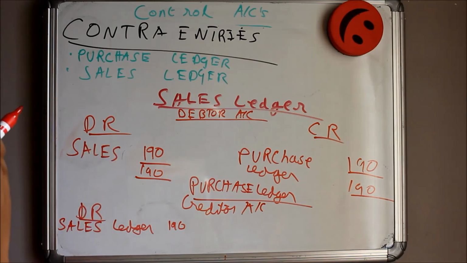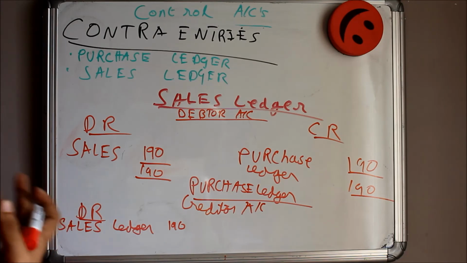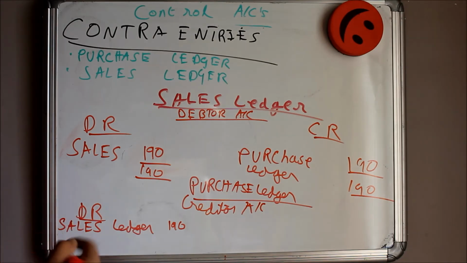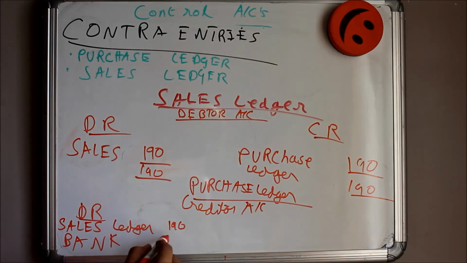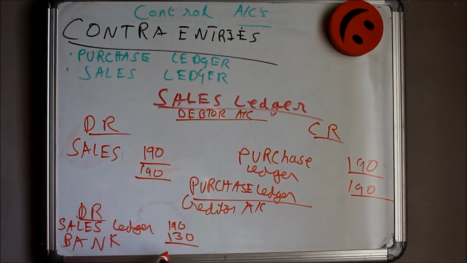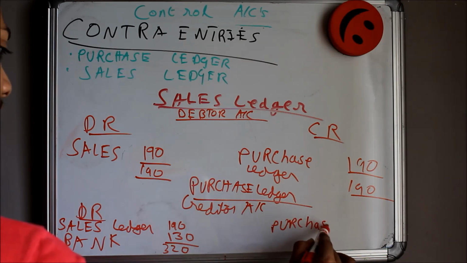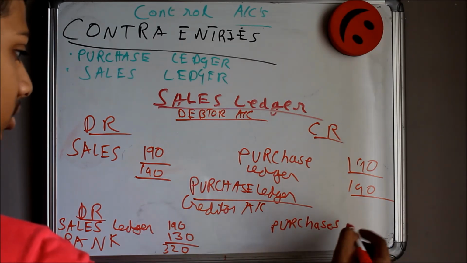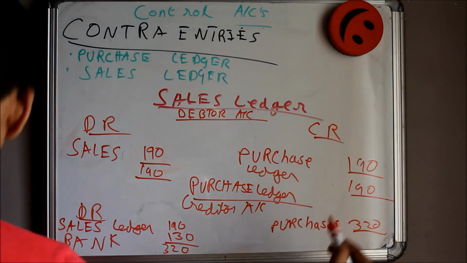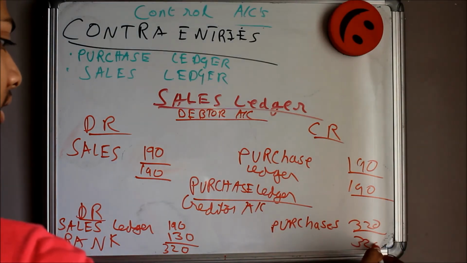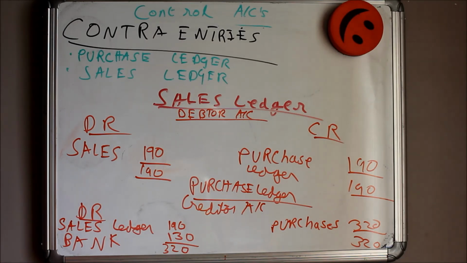as I said, the remaining amount is settled by one business issuing a check. So basically the difference must have added up to $130. So the bank has been issued a check of $130, and both of these total to $320, because of which the purchases have been made of $320. So that's how you do a set-off and contra entry for the sales and purchase ledger. Okay, so this is the end of the control accounts.